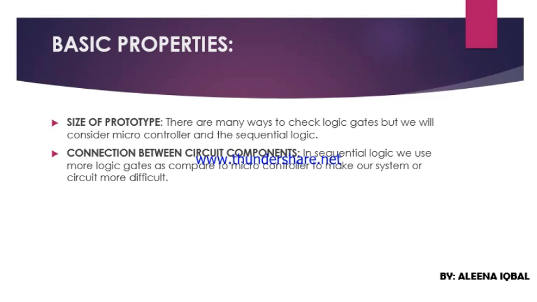Basic properties. Size of prototype. There are many ways to check logic gates, but we will consider the microcontroller and the sequential logic. Connection between circuit components. In sequential logic, we will use more logic gates as compared to the microcontroller, which makes our system or circuit more difficult.